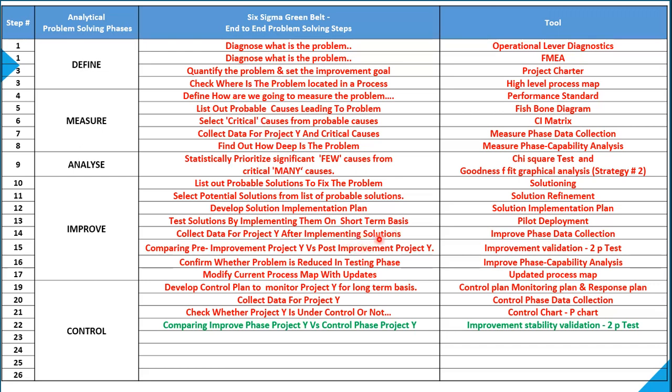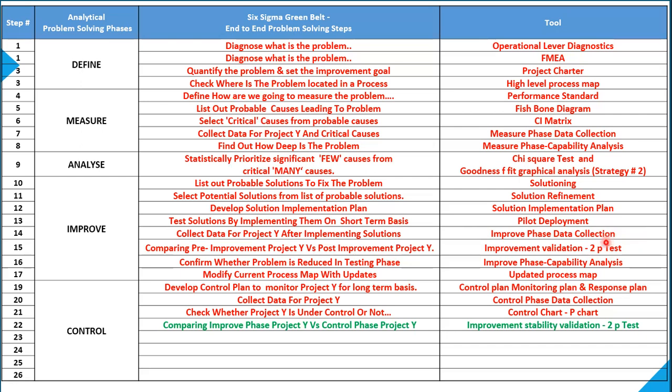So we are going to collect the data in the improve phase, and then of course we're going to use the 2P test to validate whether we have improved over the measure phase or not. Here we're going to compare this measure phase data, where is that data? Yeah, this data. We're going to compare measure phase data with that of improve phase data with the help of the 2P test, and try to validate whether we have improved by deploying those solutions.